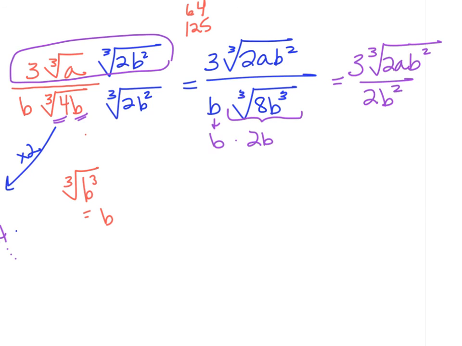Now, should I go ahead and reduce the b squared with the b squared and the 2 with the 2 and just cross those off? Hopefully in your mind you're saying, nope, don't do that, because this is underneath a radical, this is not, so they cannot be reduced together. So that's our final answer.